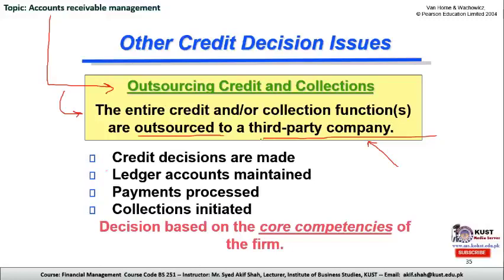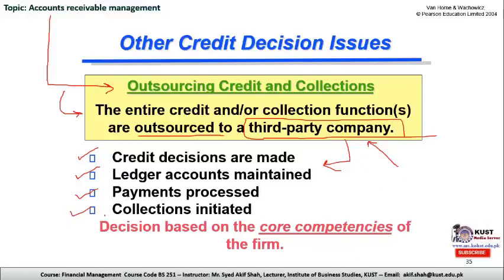Rather, this independent third party company will perform all the credit and collection procedures on behalf of the suppliers with customers. So the credit decisions are made by the outsourcing party, the ledger accounts are maintained by this third party, and the payment is processed as well as collection initiated by the third party, if we are approaching outsourcing the credit and collection procedure of the company.